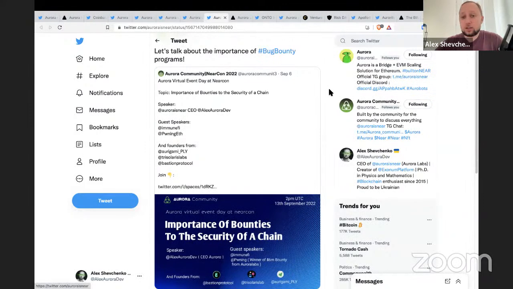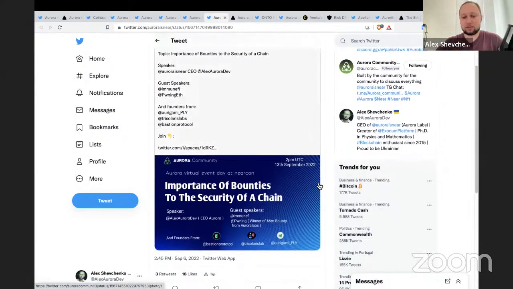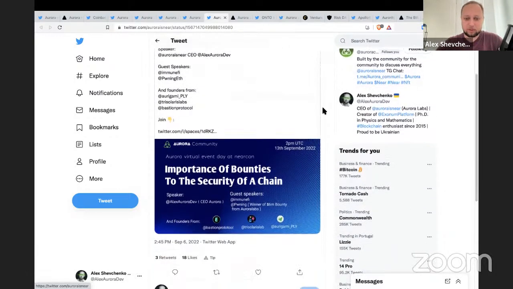And an additional thing for the ones who unfortunately are not able to come to Lisbon: there is a virtual event called Importance of Bounties to the Security of the Chain. It is organized by the Aurora community, and that is going to happen on Twitter. So besides the on-site program for the conference, we also have a fully virtual part of the program, and you can join these Twitter Spaces by the Aurora community. So I'm going to be there.